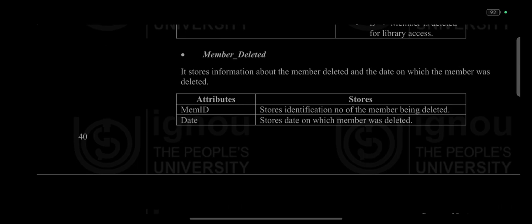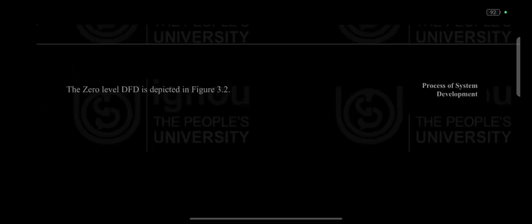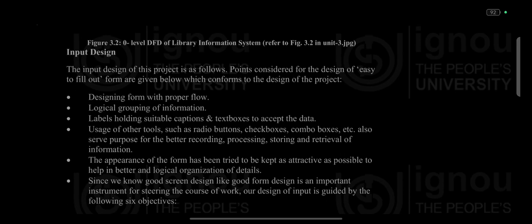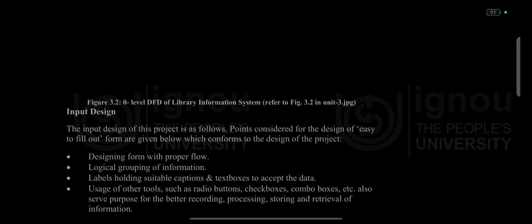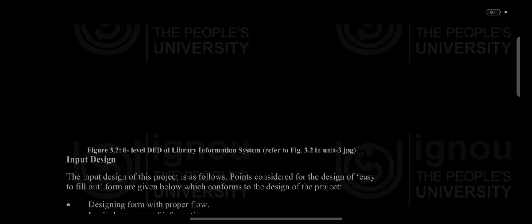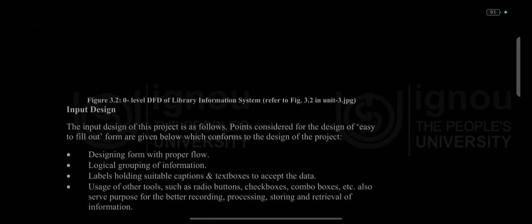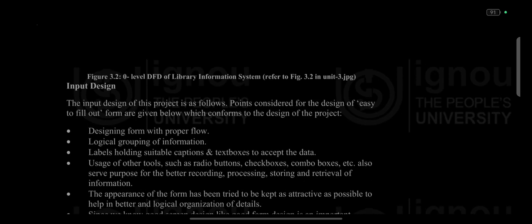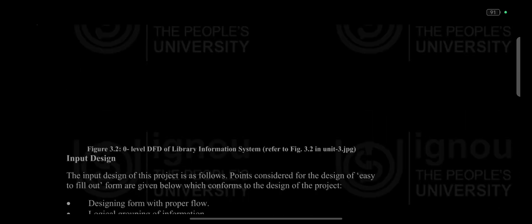Member_state stores information about the state of the member in the library. Attributes: memID stores the ID of the member. State can have two values: P, member can access the library; D, member is deleted for library access. Member_deleted. It stores information about the member deleted and the date on which the member was deleted. Attributes: memID stores the identification of the member being deleted. Date stores the date on which the member was deleted.